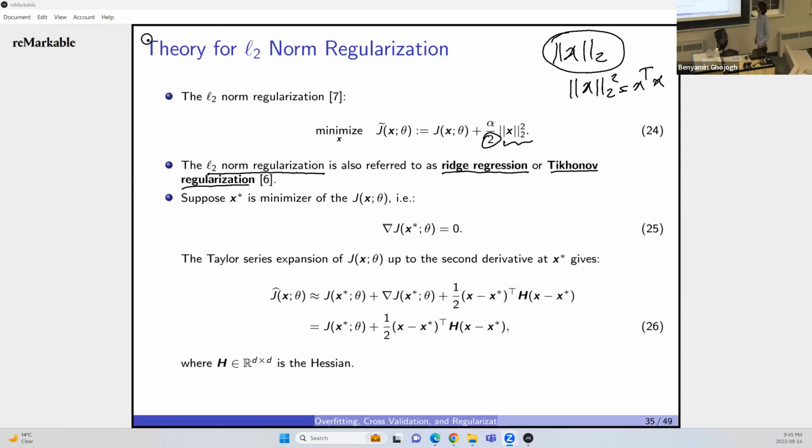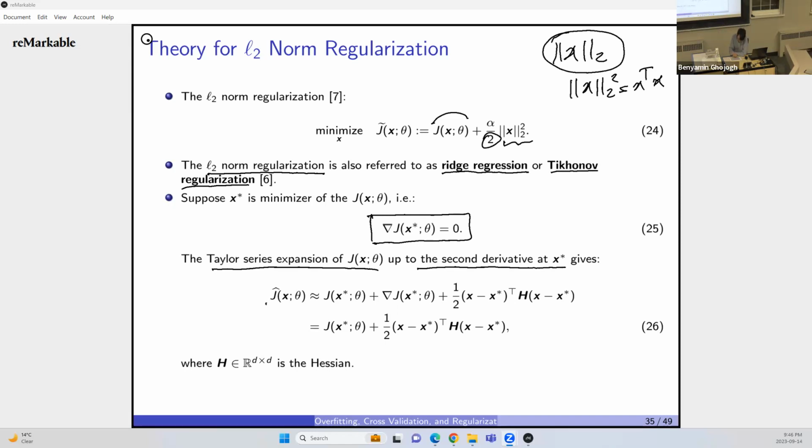Suppose x star is a minimizer of the function J, right? This empirical error. Suppose x star is there. Derivative of J of x star is 0. Why? According to the first order optimality condition, high school, right? Now consider the Taylor series expansion of J up to the second derivative at x star. By the way, try to understand this. These proofs don't come to exam, right? Just try to understand.